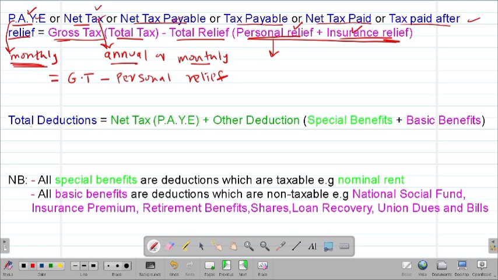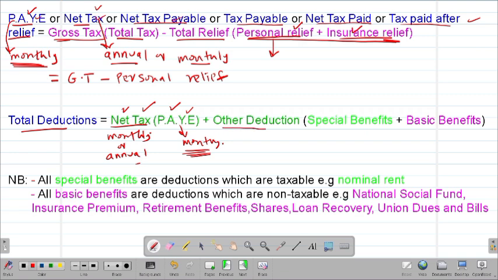Next is what we call the total deductions. The first deduction is always the net tax, which is also called the payee. We've said net tax can be either on a monthly basis or annually. But for the payee, this one is strictly on a monthly basis. So whenever you're given a value, and you are told it is payee, but they do not specify whether it is yearly or monthly, just know that if it is a payee, it is always monthly. But for the case of net tax, they have to specify because it can either be on a monthly basis or an annual basis. So total deductions is given by the net tax or the payee.